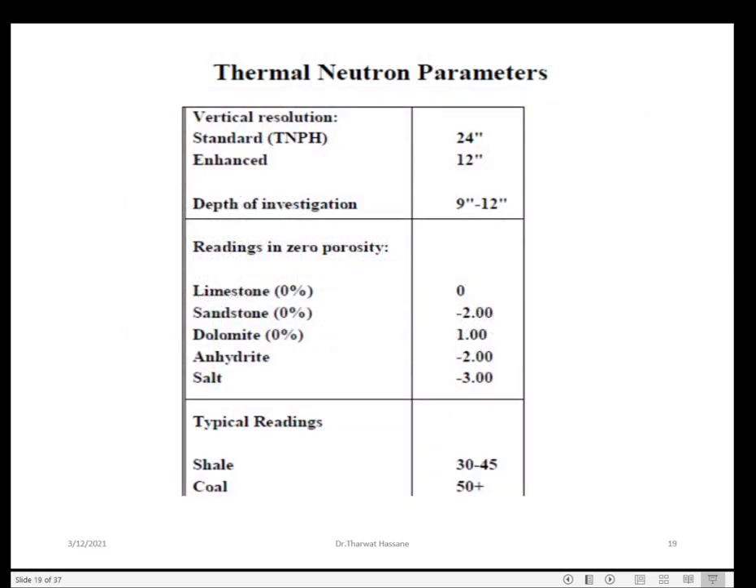For the neutron parameters, just to give you hints about the vertical resolution and the depth of investigation: the standard neutron is 24 inch, which is 2 feet vertical resolution, but sometimes they do something called alpha processing to enhance the vertical resolution, and it comes to 1 foot. Depth of investigation from 9 to 12 inch is more deep than the density tool. This is just an example showing you the porosity from different elements.